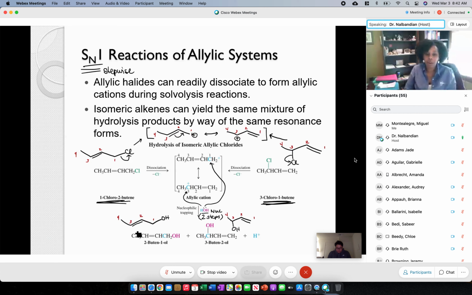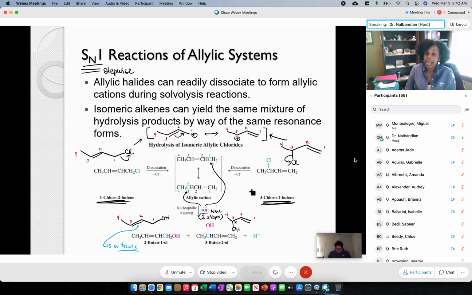What's the difference in our 2 products? Well, we know that we could have cis or trans here, but we know trans is major, so I've drawn a trans. And then what about our other product? Well, in our other product, carbon 3 is a chirocarbon.